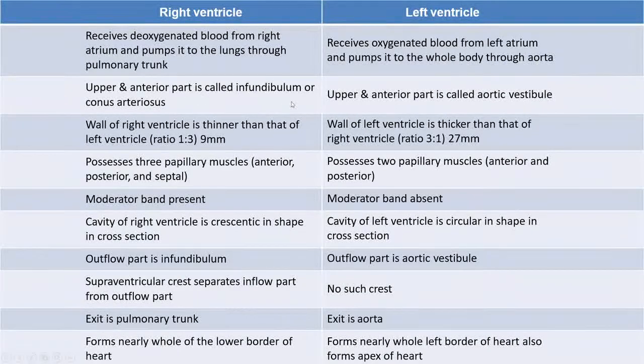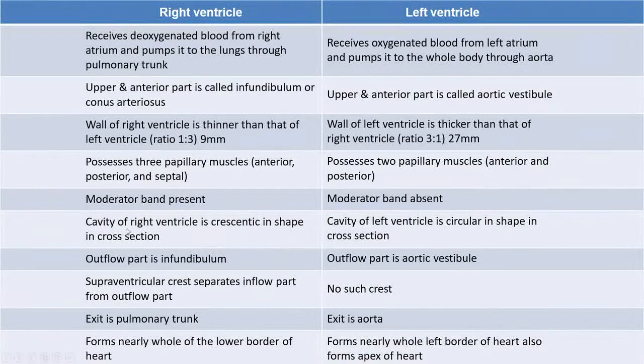Upper and anterior part is called the infundibulum, conus cordis, conus arteriosus. Here the upper and the anterior part is called the aortic vestibule. The wall of the right ventricle is thinner than that of the left ventricle. Ratio is 1:3. It is 9 mm. On the other hand, the left ventricular wall is thicker than that of right ventricle. The ratio is 3:1. That means 27 mm. Right ventricle possesses 3 papillary muscles, anterior, posterior and septal. Left ventricle possesses 2 papillary muscles, anterior and the posterior. Right ventricle presents the moderator band. Left ventricle doesn't have any moderator band.